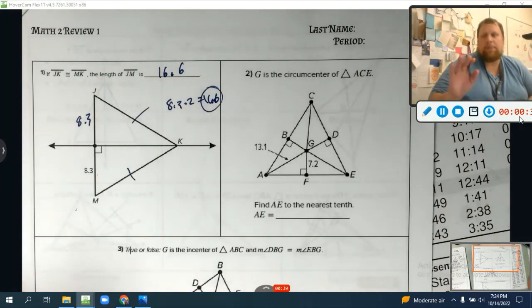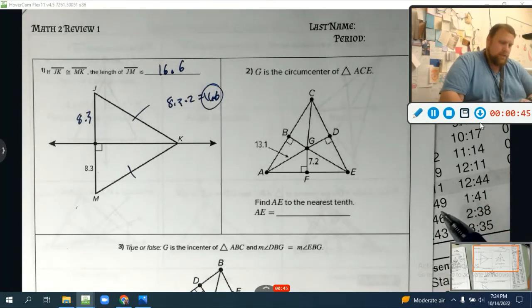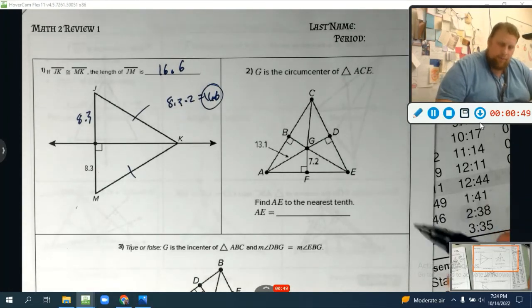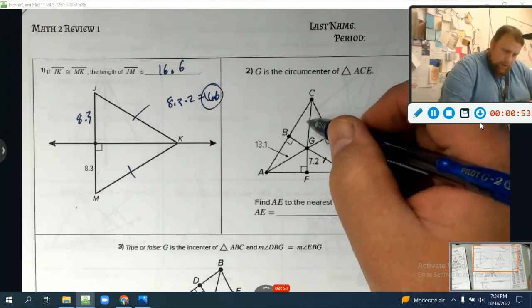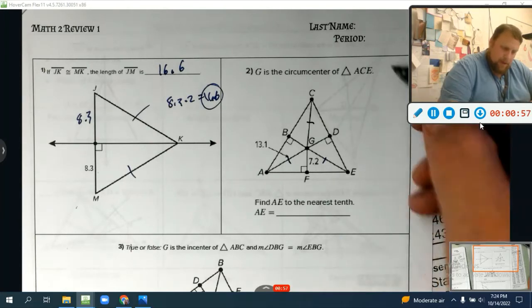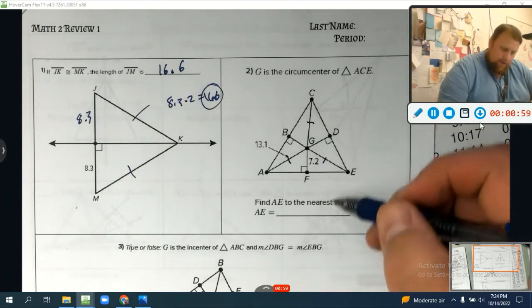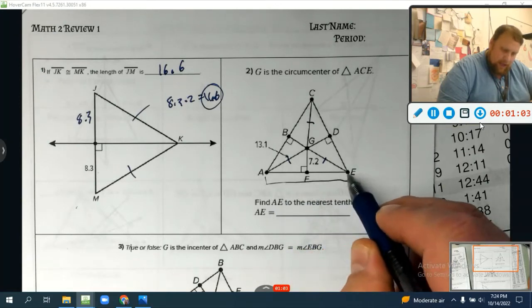Again, I'm assuming you're pausing this as we go, so just keep that in mind. Pause and then only look when you need help. G is the circumcenter. Circumcenter means that this side, GE, is congruent to GC, which is congruent to GA, of triangle ACE. Find AE. So we need to find this whole distance AE.